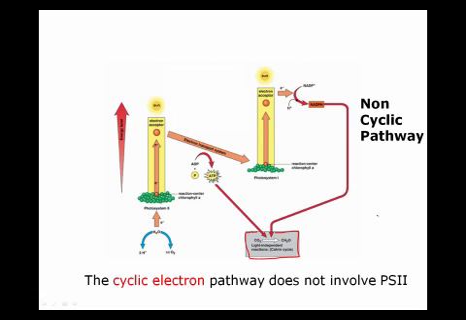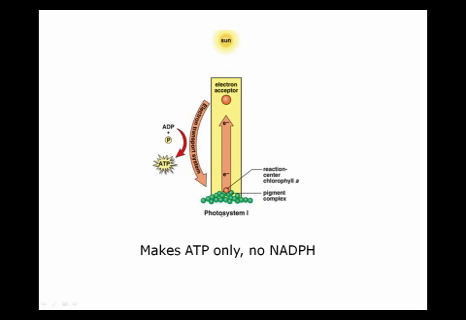Plant cells can also participate in what is called the cyclic electron pathway. The cyclic electron pathway does not involve photosystem 2. It only uses photosystem 1. So here's a diagram of just photosystem 1 and how it can be involved in the cyclic pathway.